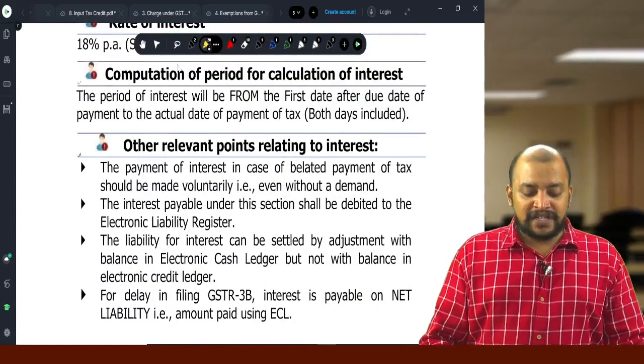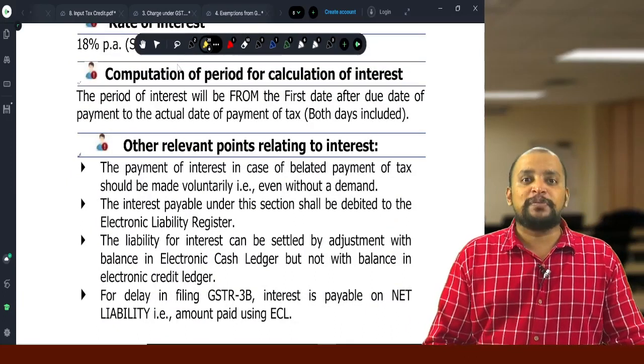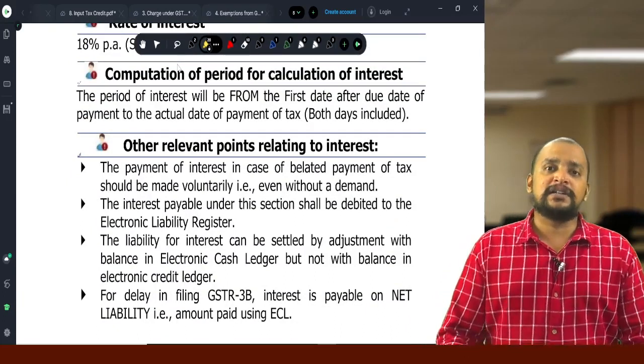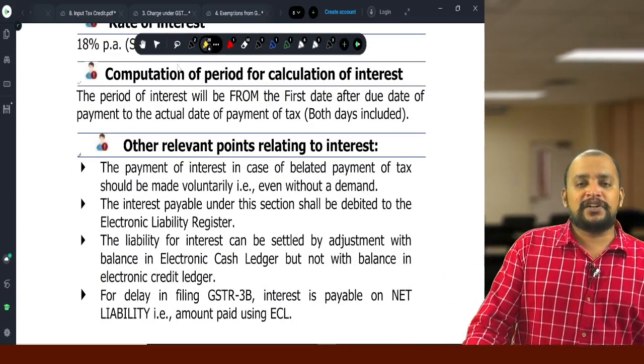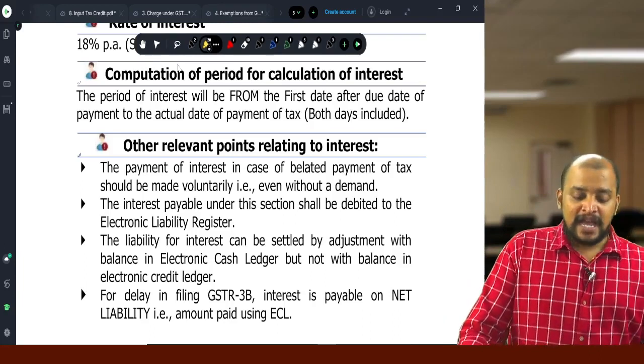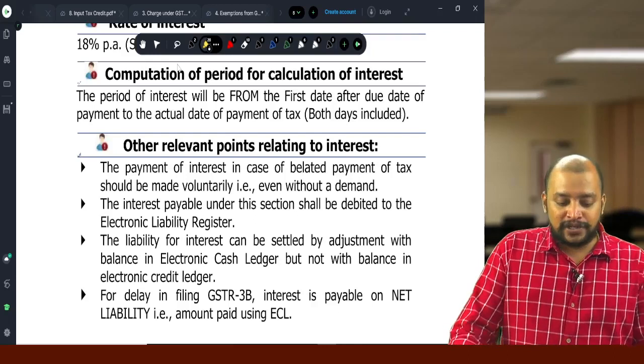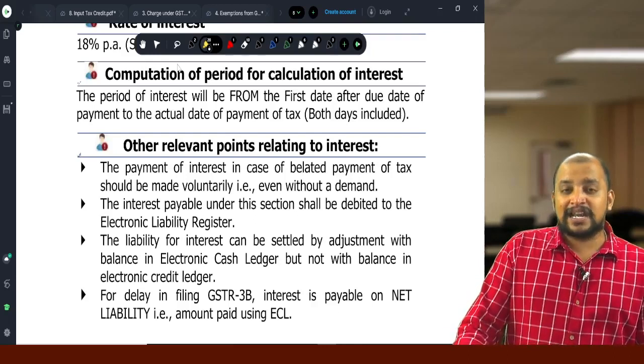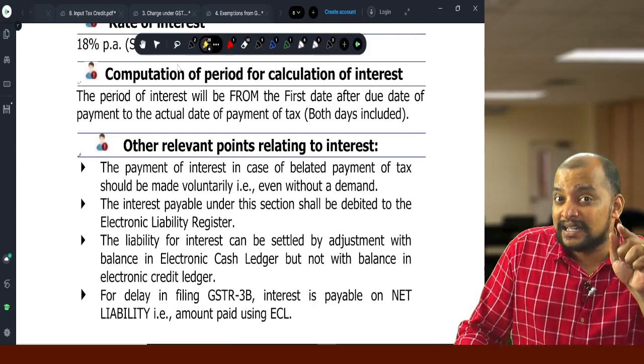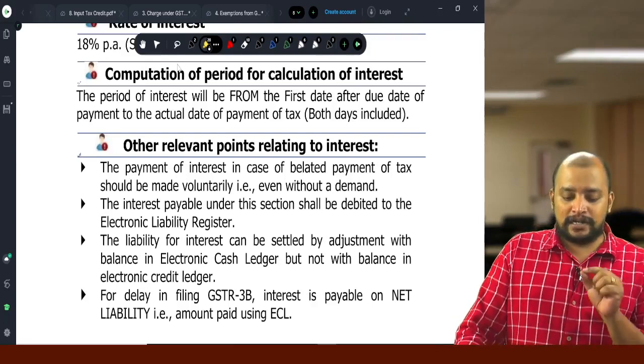The payment of interest in case of belated payment of tax should be made voluntarily. That is, if there is a delay in payment of tax, the taxpayer needs to compute it and pay. This will be debited to the electronic liability ledger, and the liability for interest can be settled by adjustment from the balance in the cash ledger, not the credit ledger.